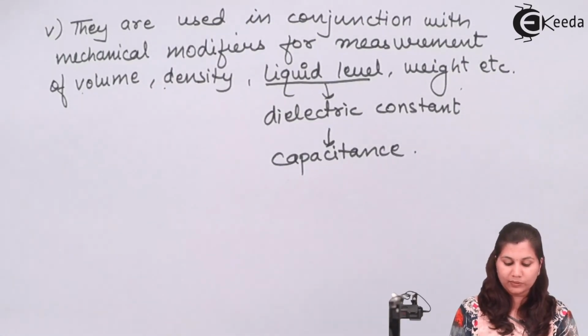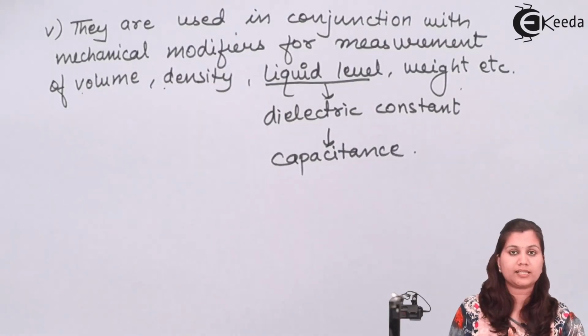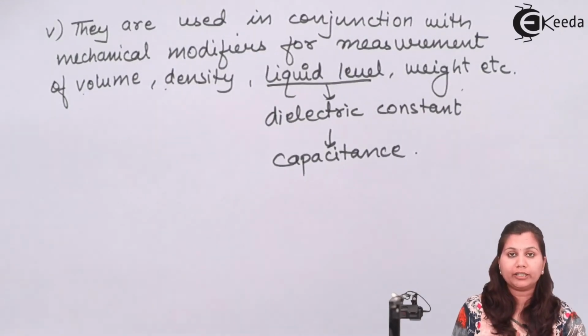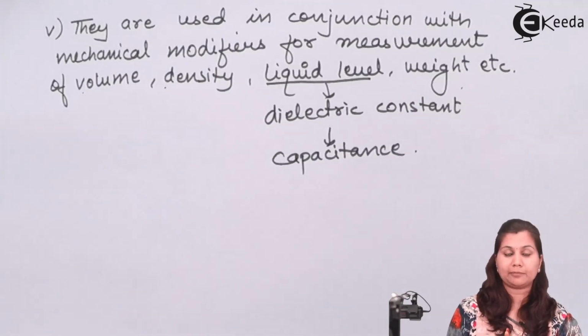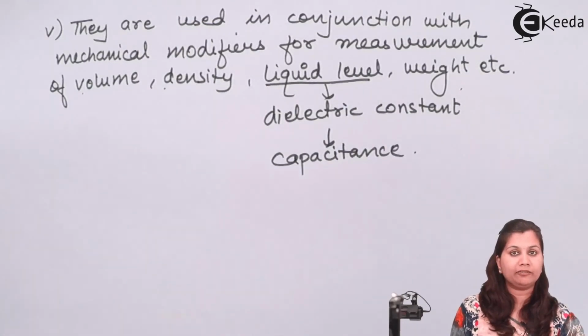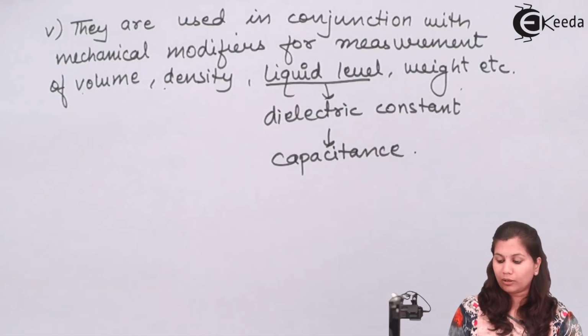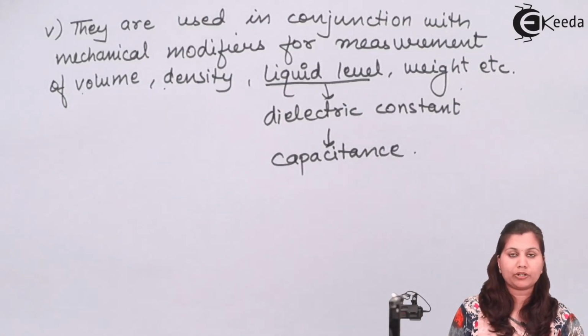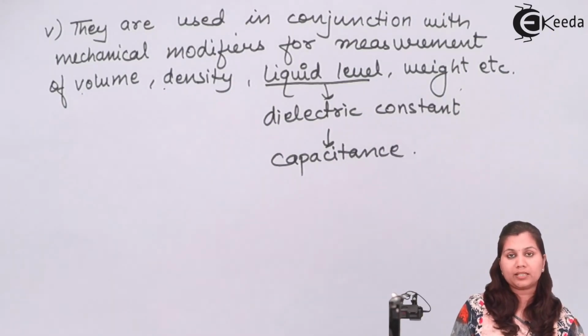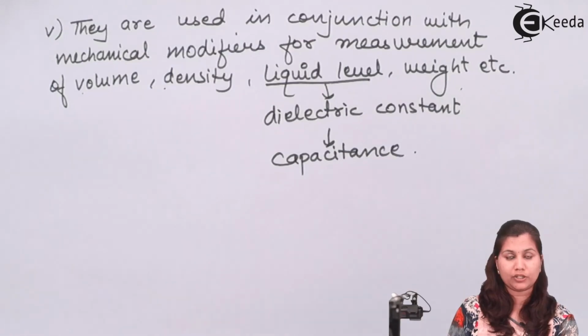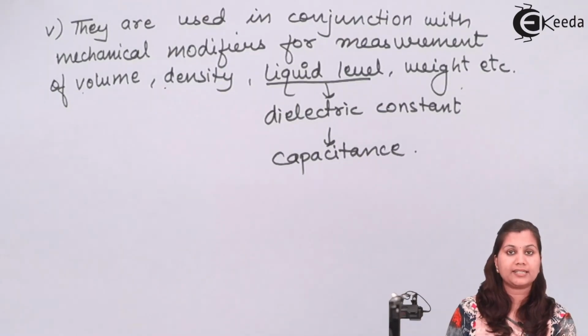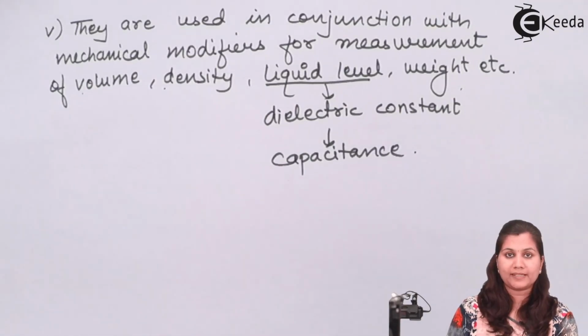So in the applications, we have seen that the capacitive transducers can be used for the measurement of different types of physical quantities like displacement, force, pressure, level, flow, volume, density, weight, torque, and many other physical quantities. So in this video, we studied what a capacitive transducer is, what their principle of operation is, and we have seen their advantages, disadvantages, and applications. I hope that this topic is now clear to you.